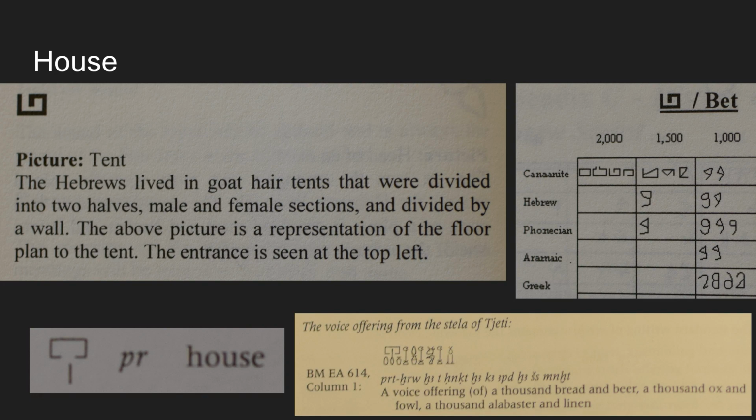Now, commonly in Egyptian, as you can see, it says the voice offering from the Stela of Jeti, where you see the house symbol, and then you have all of the items that are placed inside the house. This is the voice offering, and so it is what they are offering to their gods. They're basically saying inside this burial container, we're adding all of these items, 1,000 breads and kegs of beer and 1,000 ox and 1,000 geese and other items.